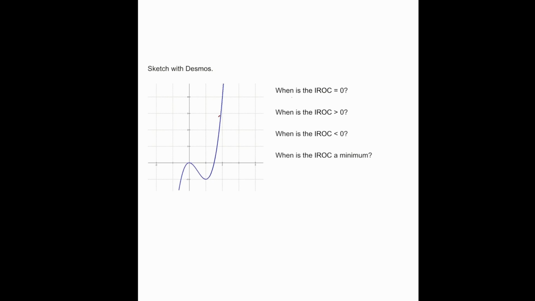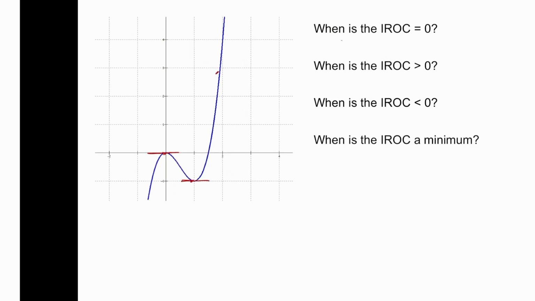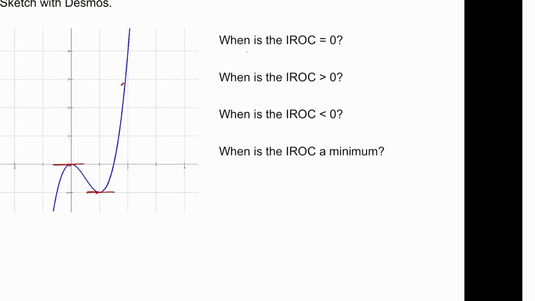So when we're talking about instantaneous rate of change, we want to look for some key points. So we just want to know the trends really at those key points. So we want to know, when is the instantaneous rate of change equal to 0? So where is the slope of the tangent 0? Well, we have 2 points on our graph where that tangent is 0. We have right here, and we have right here. So the slope at those turnaround points is going to be 0. So we can say that the instantaneous rate of change is equal to 0 when x equals 0 and when x equals 1.